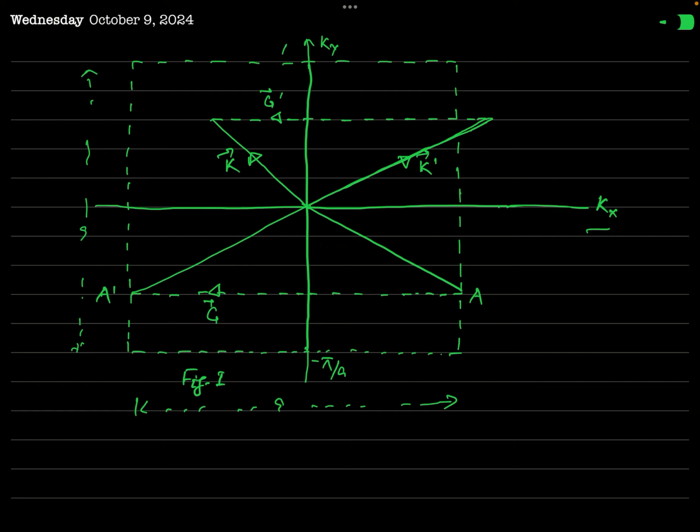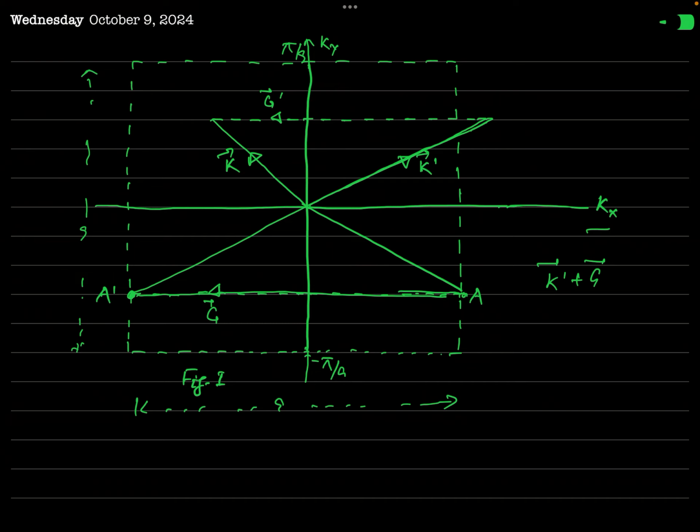Here there is pi by a, and this is minus pi by a. The wave vector k dashed can be carried into the first zone, forming the vector k dashed plus g, where g is the reciprocal lattice vector. The wave vector at a point A, which is on the zone boundary, is carried by g to the point A dashed. When you apply this reciprocal lattice vector g on the point A, it is transformed to the point A dashed, and this A dashed also lies on the opposite boundary of the same zone.